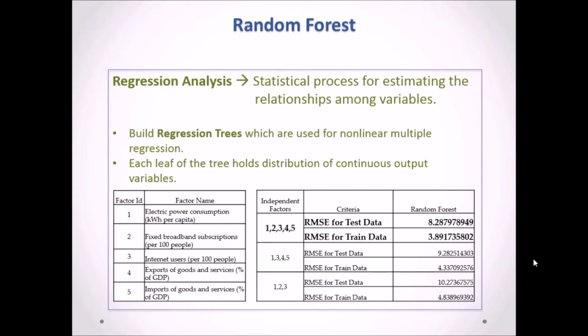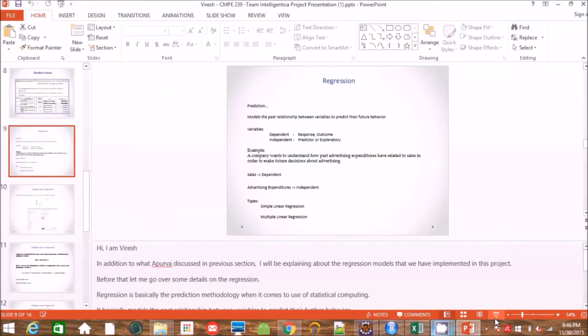As shown in the tables, we came to the conclusion that when all the factors are considered for analysis, RMSE values for train and test data are pretty close. Random forests tend to give better results than using a single decision tree. This is because the predictions from different trees have very little correlation with each other. The next regression model will be explained by Viresh.